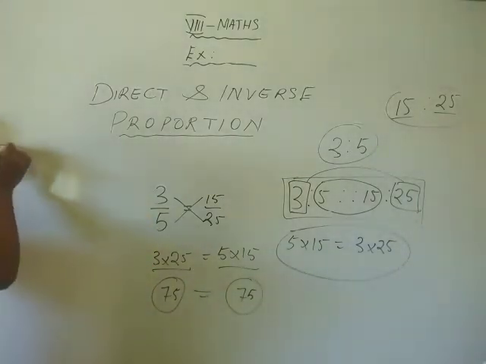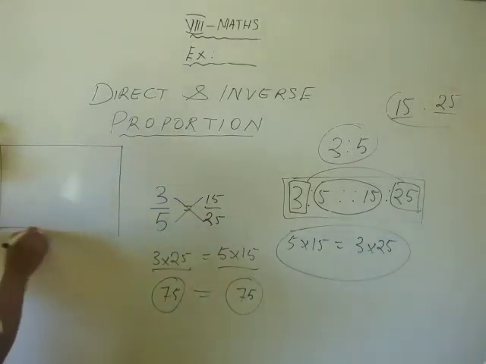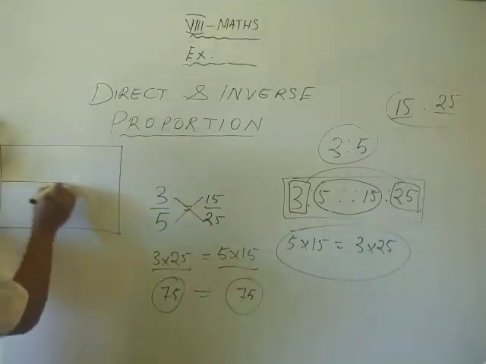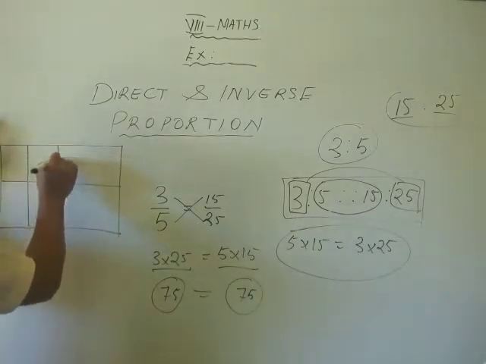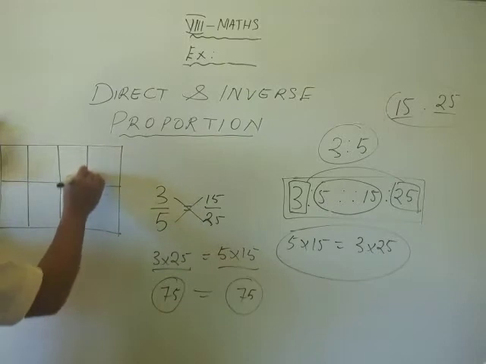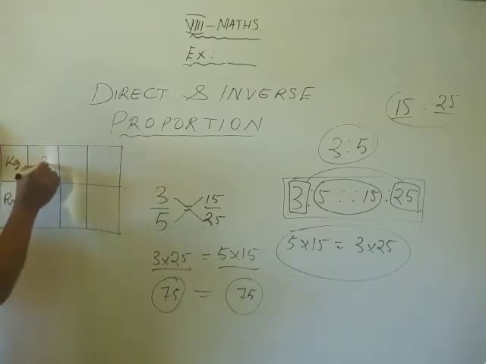For example, let us say that a table is given here like this. Sugar in kg, and here rupees. So 3 kg.